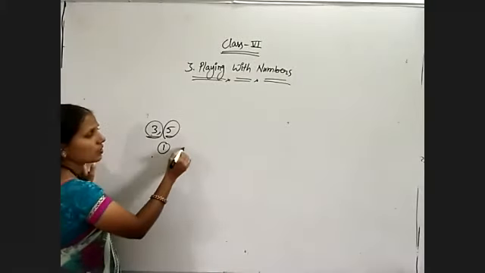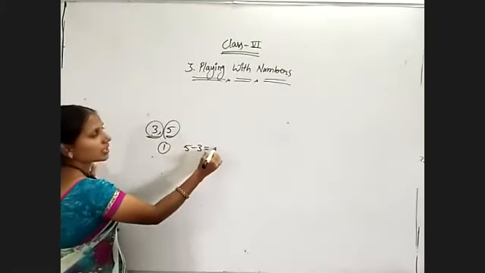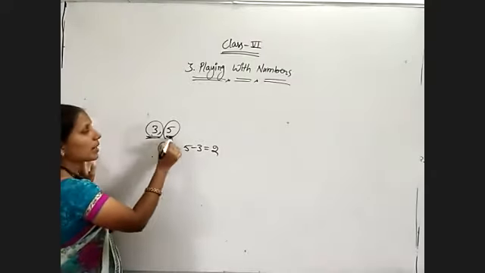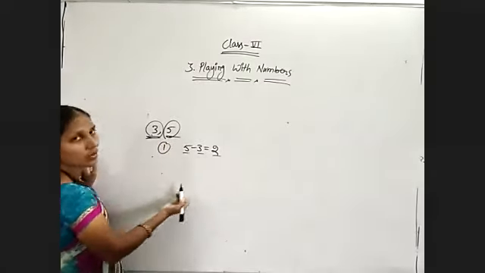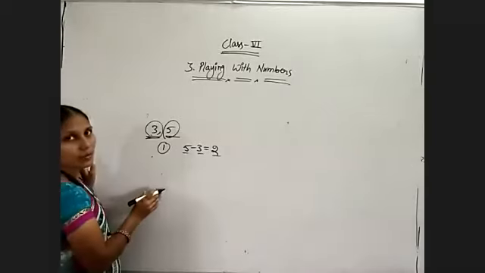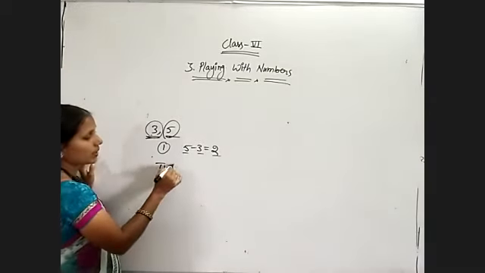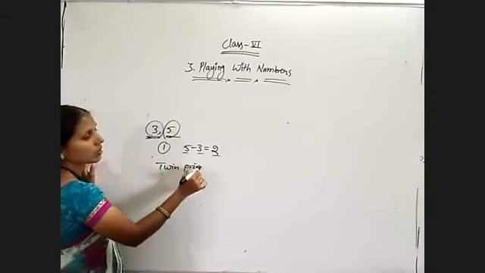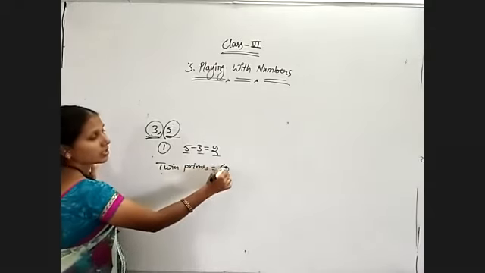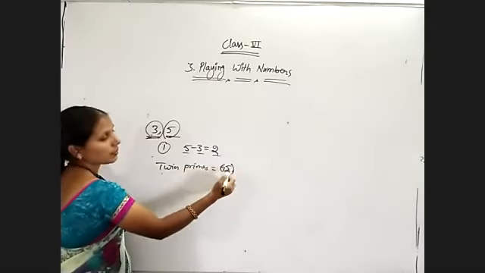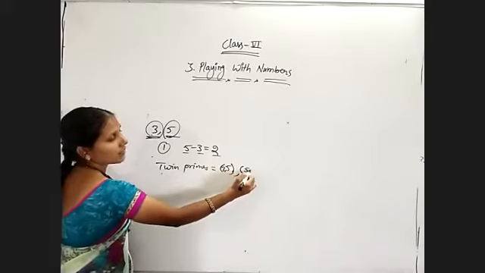And next observe, what is the difference between 5 and 3? 2. Two prime numbers whose difference is equal to 2 are called twin primes. Okay, twin primes. The difference must be equal to 2 between the two prime numbers. So 3, 5 is one pair and 5, 7 is another pair.